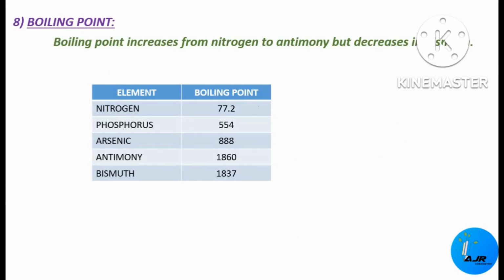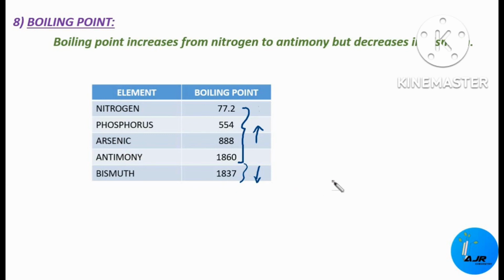Understood, students? Boiling point. Actually, boiling point increases from nitrogen to antimony, but decreases in bismuth. From nitrogen to antimony, it is increasing, is it not? But from antimony to bismuth, it is decreasing. So the reason why it is increasing from top to bottom up to antimony is because of the atomic size. Atomic size is increasing.